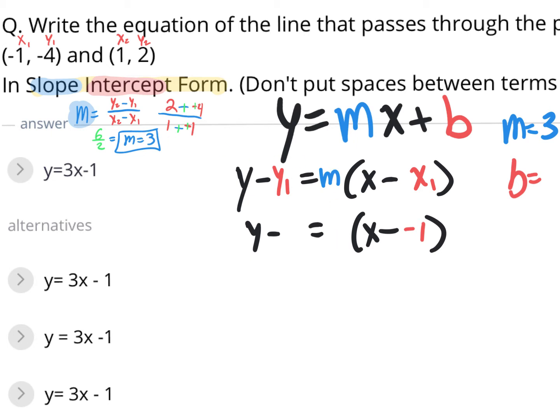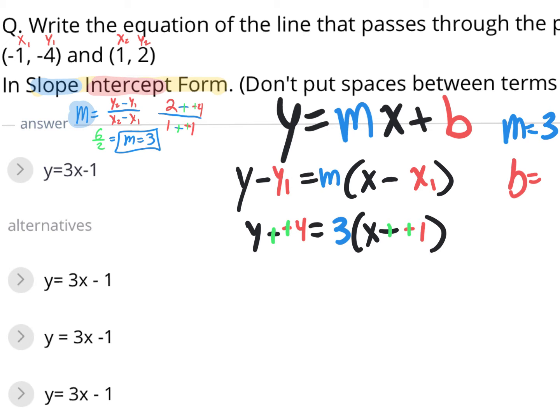It doesn't matter which direction I go; we're just plugging in all the values. The y1 value is negative 4. That's going to go in right there, negative 4. And of course, minus is changed to plus plus. So we end up with y plus 4 equals 3 times x plus 1.